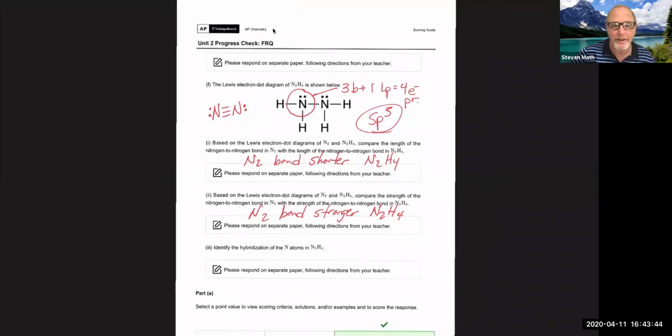And I believe that gets us to the end. So that's progress check number 2. Molecular structures, not ionic ones this time, but a good comparison of molecular structures. Drawing Lewis diagrams, hybridization, bond length, bond strength. Great review of that bonding material.